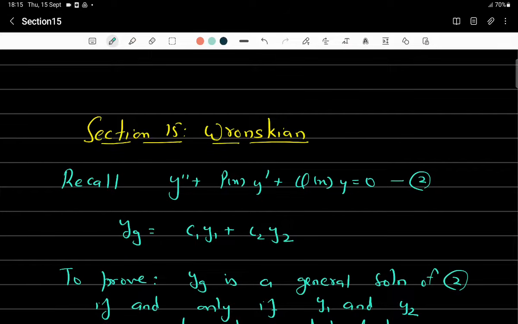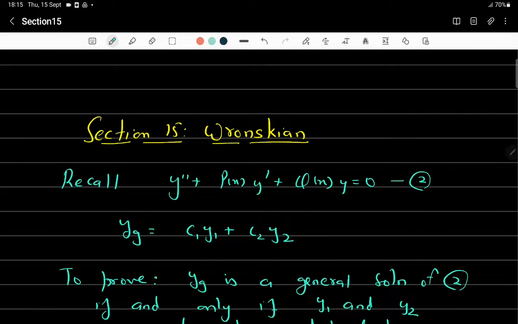Morning everyone. So recall that in the last class we introduced second order linear homogeneous and non-homogeneous differential equations. First we will focus on how to find the general solution of a homogeneous second order differential equation. So a second order homogeneous differential equation is written as y double dash plus p of x y dash plus q of x y is equal to 0.